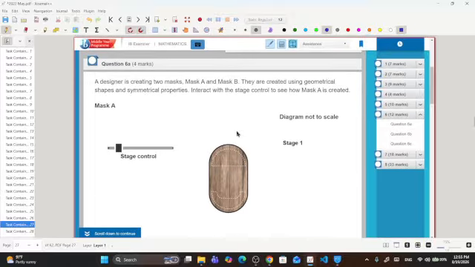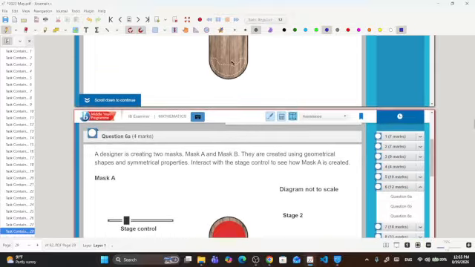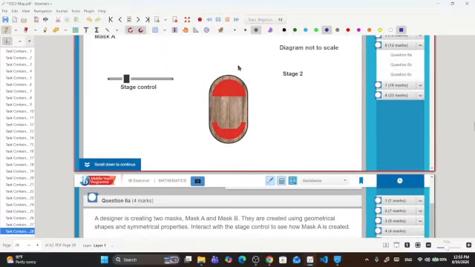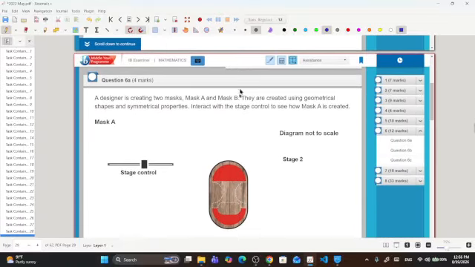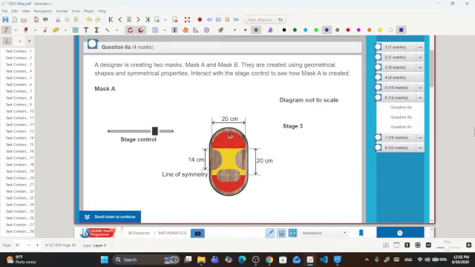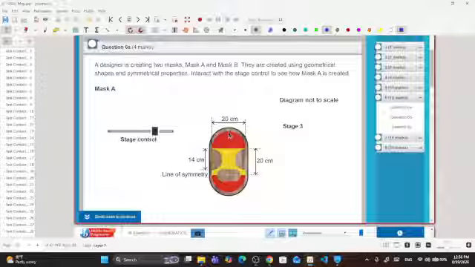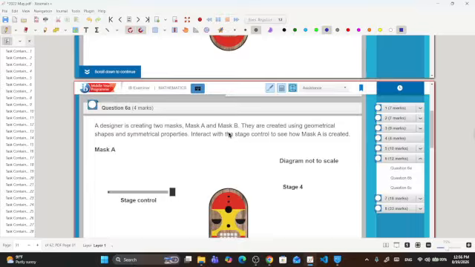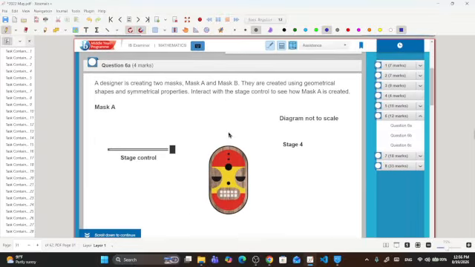So stage one, this is the stage control essentially. This is probably for the forehead, this is for the mouth, supposedly. That might be for the other organs. Okay, so that's what essentially we need. That's mask A, by the way. So we have a semicircle, the half of a circumference of 20 centimeters, and the length in between is 14 centimeters. So okay, let's do it one by one.